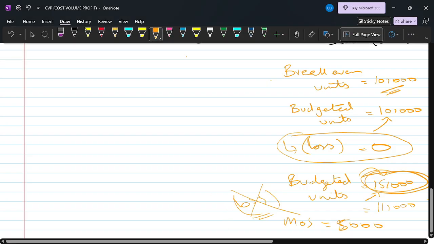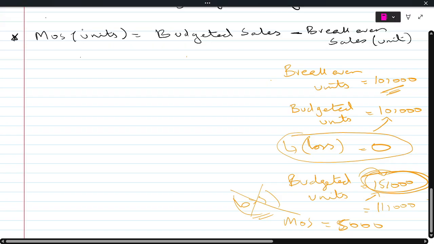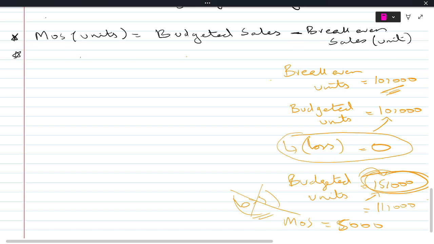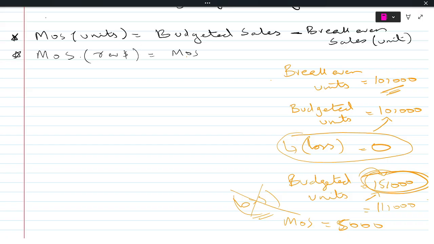And the way to calculate margin of safety in terms of units, that is, how many units we have as a safety, is budgeted sales minus break even sales. Got it? And if you want to calculate margin of safety in terms of revenue, dollars, right? Just take the margin of safety in terms of units and multiply it with the selling price per unit. Got it?